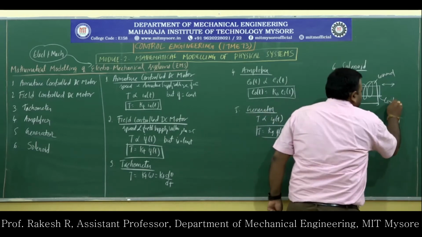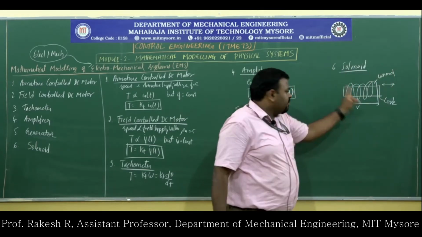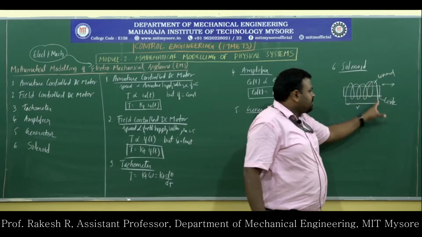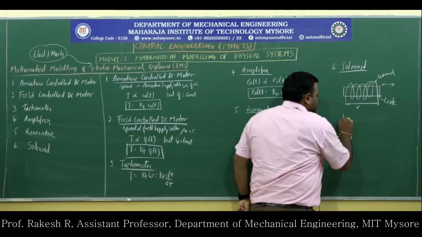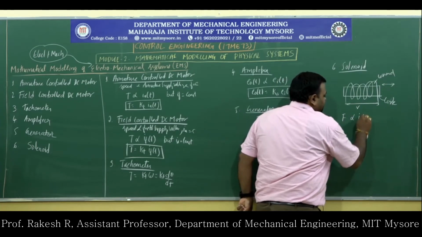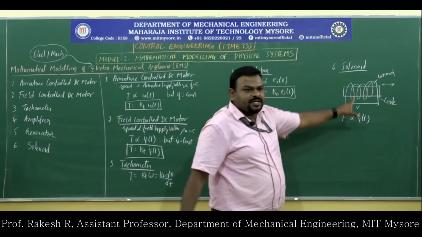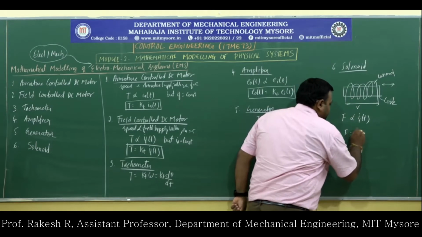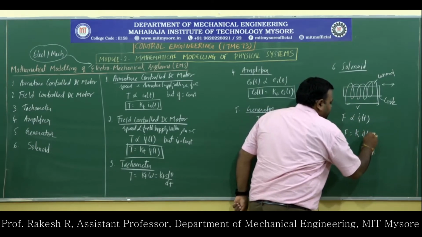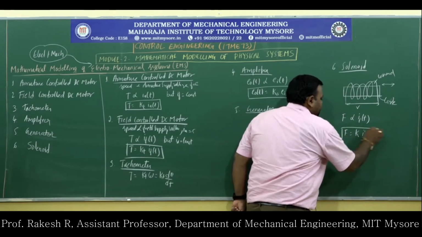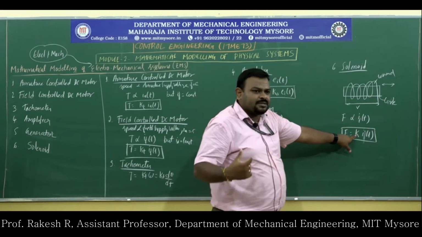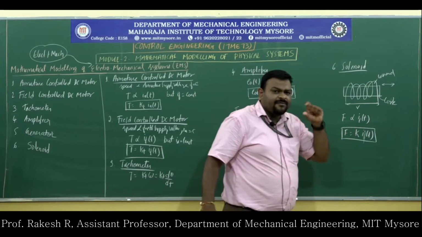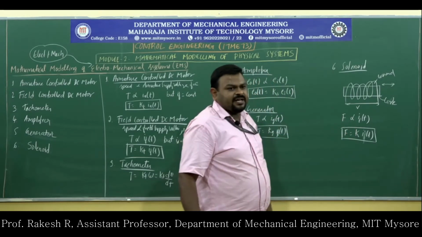This is a core and this is a winding. Whenever you pass electricity, because of the Lorentz force, it will tend to move and it will apply some force. That force is directly proportional to the current which is induced here. So F is equal to K into i(t), or simply I, where K is the constant of proportionality, which is called the solenoid constant, F is the force, and I is the current.